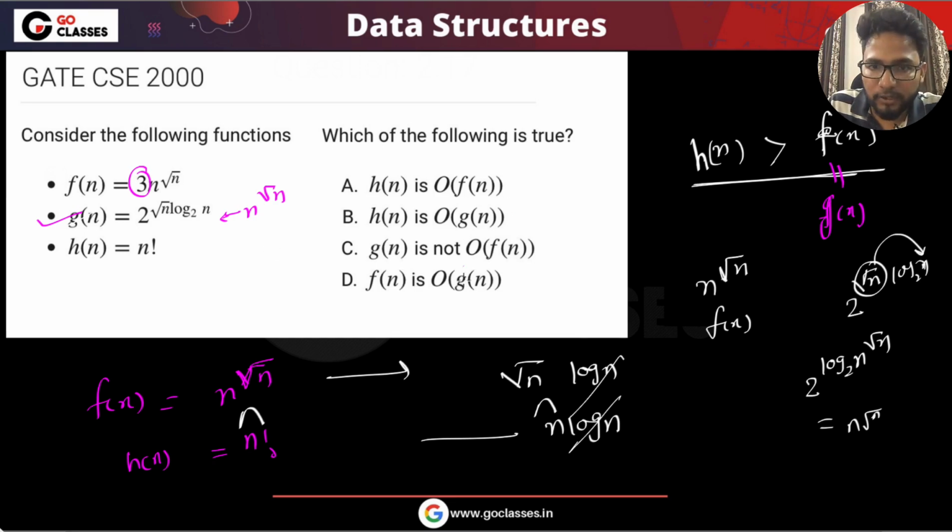So hn should be in the order. Which of the following is true? If both are equal, then you can say fn and gn both are equal, so you can say big O. What about hn? hn should be inside this big O, so that is why neither of these is true. So D is the correct answer.